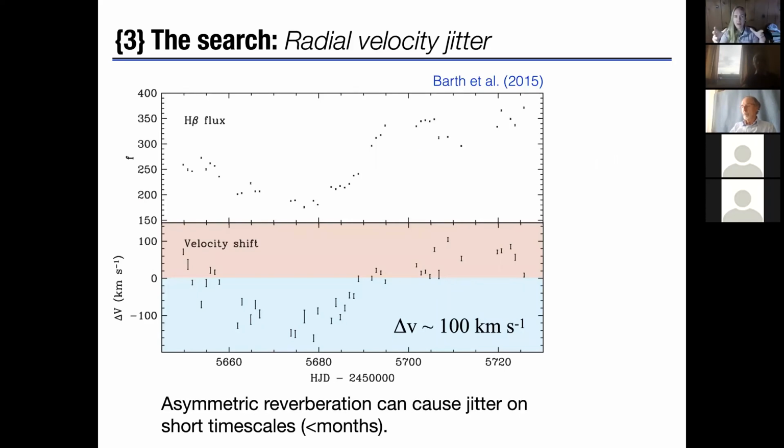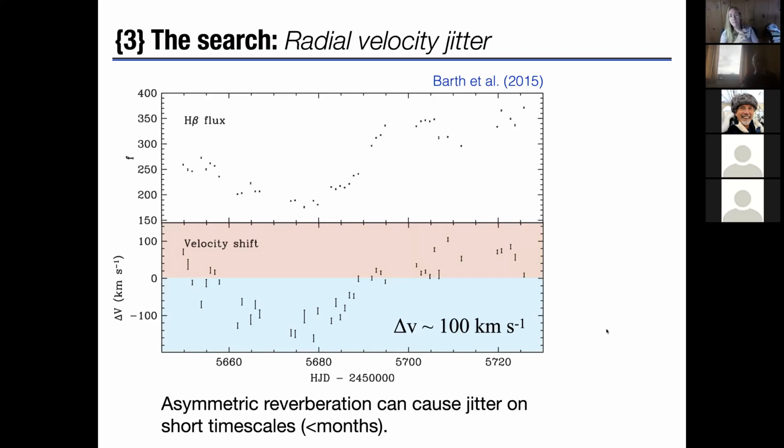Reverberation mapping looks for the change in brightness of the central source, and then a light travel time later, the change in brightness is reflected in the quasar emission lines that are photoionized. So this top panel is showing you the change in the H beta flux over time, and the bottom panel is showing you how those emission lines, the H beta line, moves back and forth in velocity space to the tune of order 100 kilometers per second. And this is from a regular quasar.